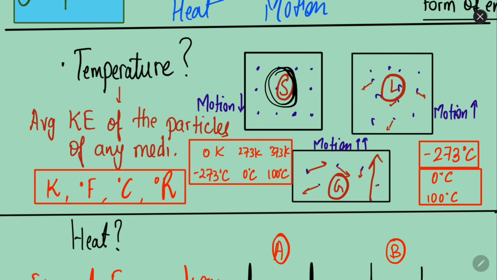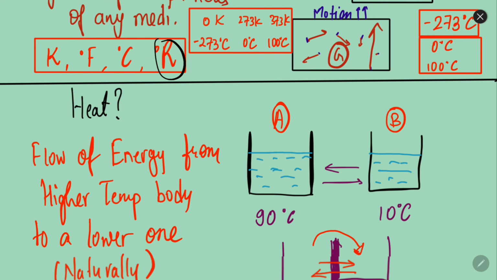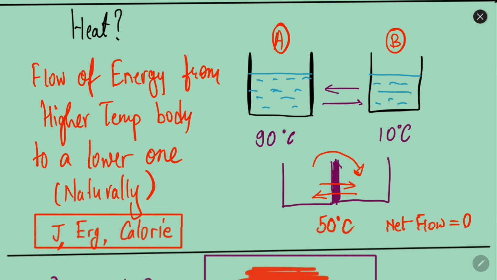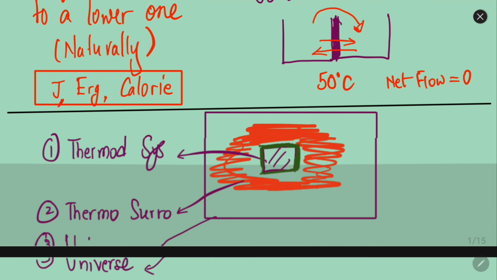So in solids the motion is very less, therefore the temperature is less. In gases the motion is very high, therefore the temperature is very high. There are various different units like Kelvin, degree Fahrenheit, degree Celsius, degree Rankine, so there are multiple units to measure the temperature. And what is heat? Whenever we have a hot and a cold object and they are put in contact with each other, then energy transfer takes place from the hotter object to the colder object, and that transfer or flow of energy is called heat, and its units are joule, erg, or calorie. So heat is the transfer of energy.